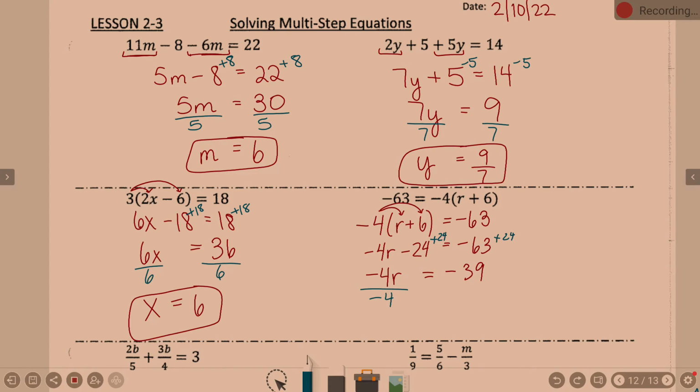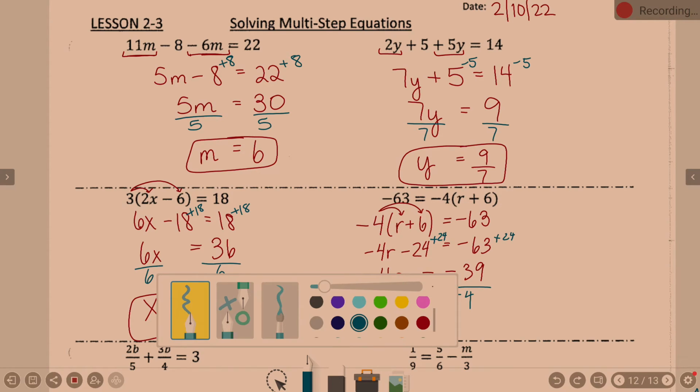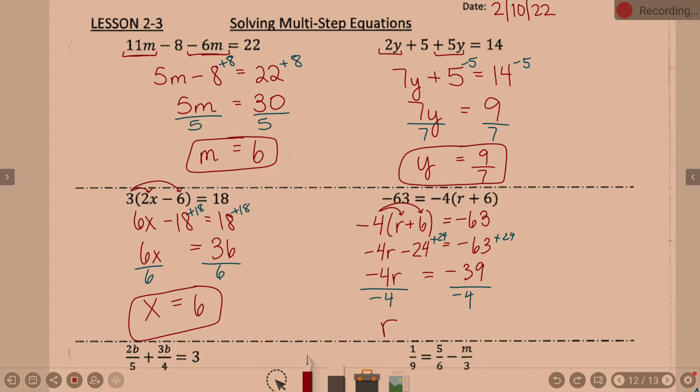If I divide the left by negative 4, you have to do it to the right. So we divide the right. Now, we're going to end up with r equals negative 39 divided by negative 4. What is a negative divided by a negative? A positive. So I know my answer is positive. Robbie, did you ever try 39 divided by 4? Do we get a nice, neat answer? Nope. So we're just going to have to do negative 39 over negative 4. You get a decimal.